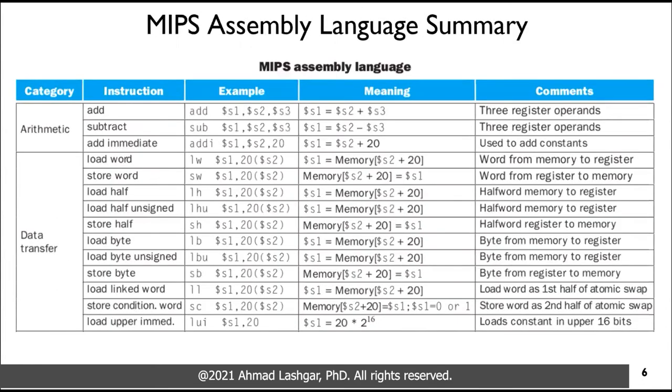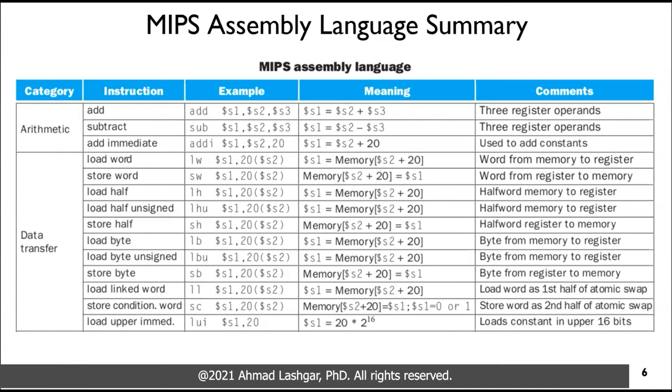The language we are going to learn here is called MIPS assembly. This and the next slide list all instructions we are going to learn in this chapter. Here you see arithmetic and data transfer instructions. The instruction column lists instruction names. The example column shows the syntax of the instructions. The meaning column shows the C-like equivalent of the instruction. And the comment column explains the instruction.